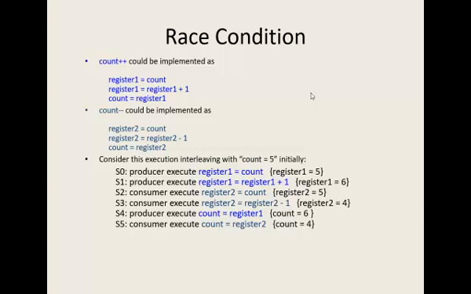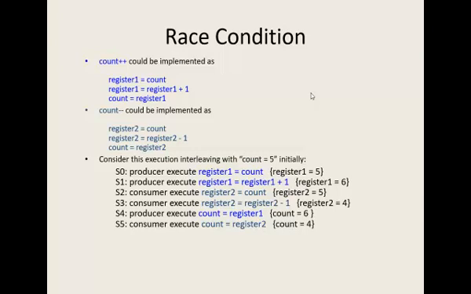Why does this happen? Because of two code segments: copying the count into register 1, increasing the register 1 value, and copying the register 1 value into count. These two code segments are very important. When one code segment starts execution, the other one should be blocked. Otherwise, we will end up giving a wrong answer. These two code segments, increasing the count and decreasing the count, are considered a critical region. That is another important term, critical region.